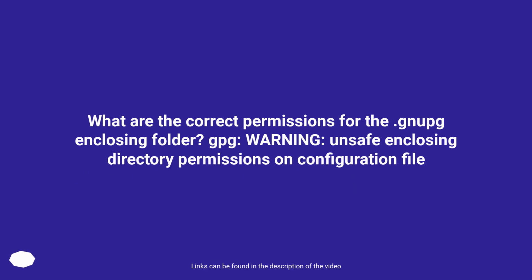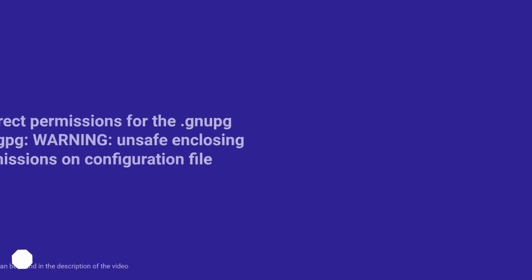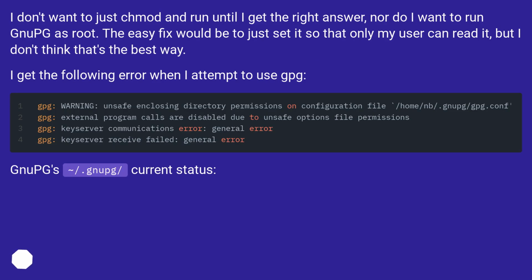What are the correct permissions for the gnupg enclosing folder? gnupg, warning, unsafe enclosing directory permissions on configuration file. I don't want to just chmod and run until I get the right answer, nor do I want to run gnupg as root. The easy fix would be to just set it so that only my user can read it, but I don't think that's the best way.